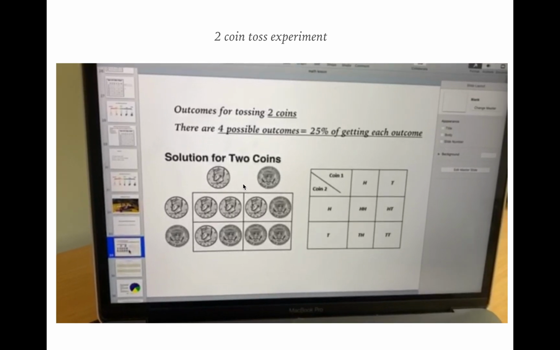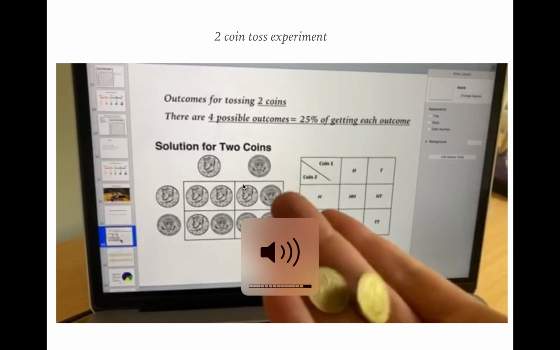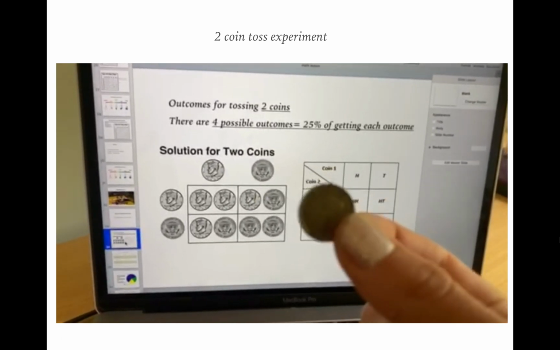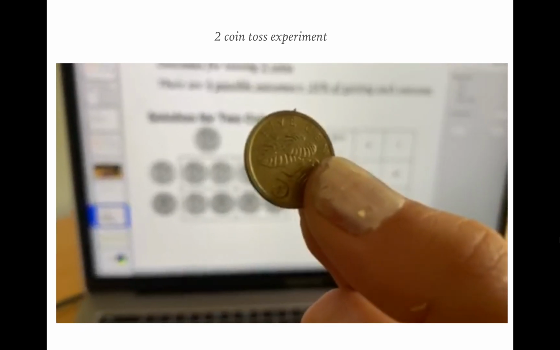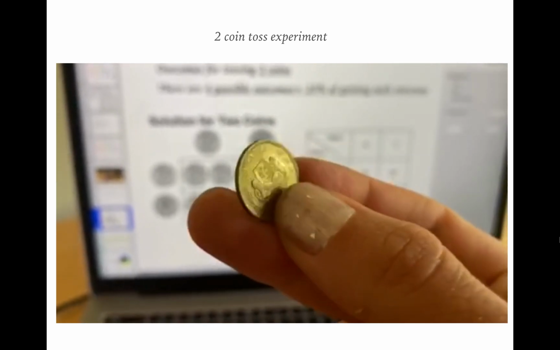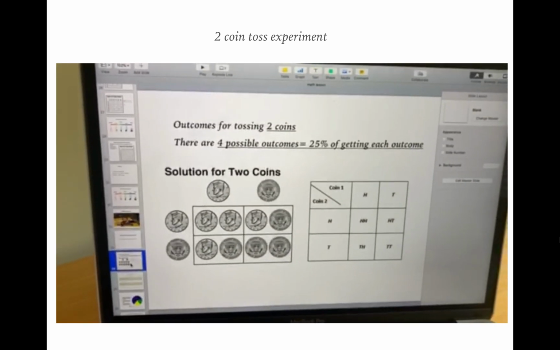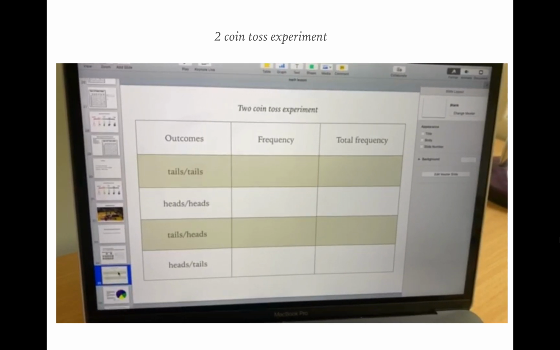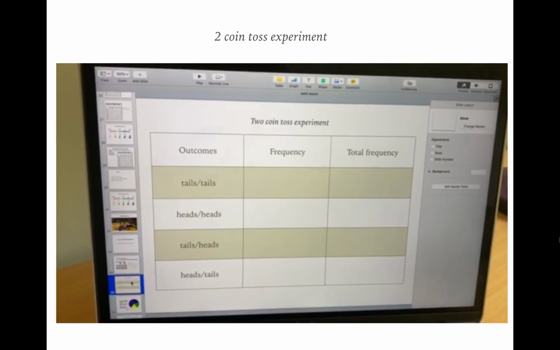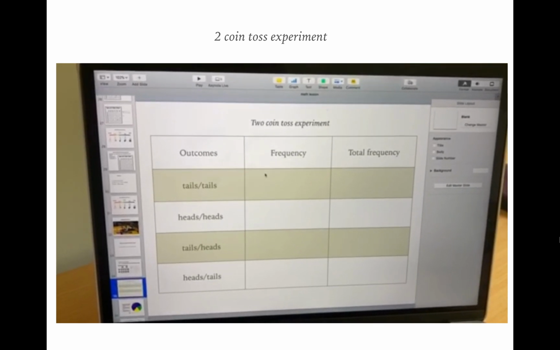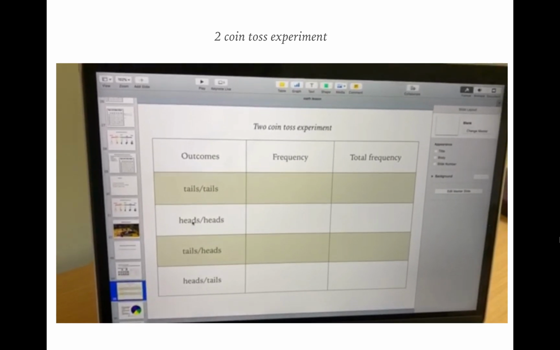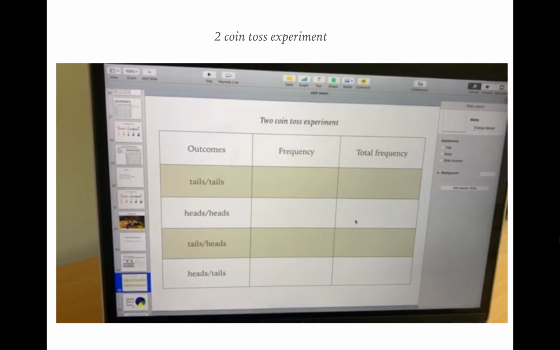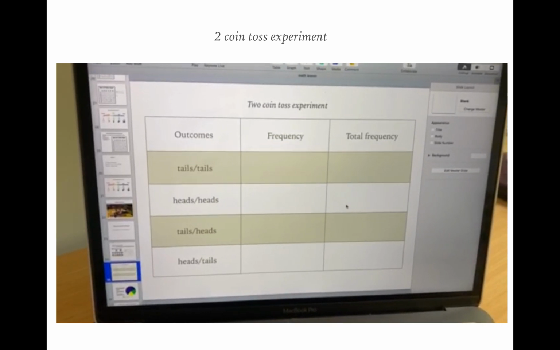Guys, so our next experiment is tossing 2 coins. Okay, I have 2 same coins here. Now we can have 4 different outcomes. So if you have a look, this is tails, and this is heads. So we're gonna toss these coins one at a time and fill in the table. Now you can get this sheet ready as well, and do it at home. So we're gonna calculate the frequency, how many times we get tails, tails, or heads, heads, tails, heads, or heads, tails, and then we're going to total it. Now it's a 25% chance of getting any of these combinations. There are 4 different outcomes.